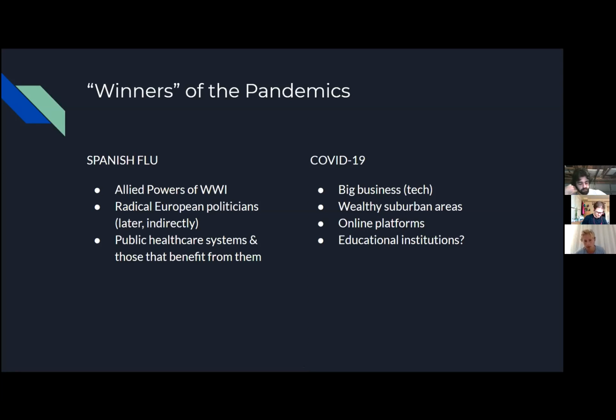With COVID, the winners are maybe a little more obvious. Big business and tech have really benefited from the pandemic. We've seen the pandemic as a general accelerator of all trends. Wealthy suburban areas have benefited in terms of safety and not being hit as hard. And then, of course, online platforms go along with tech and big business. I included educational institutions, and I added a question mark because I think it's up for debate. We did just have a little discussion in the chat a couple minutes ago when that question was raised. Our schools, businesses, and a lot of educational institutions are going to hurt from this pandemic, but a lot of them are definitely going to benefit. It's cheaper to have kids study remotely, and a lot of schools are doing that now.